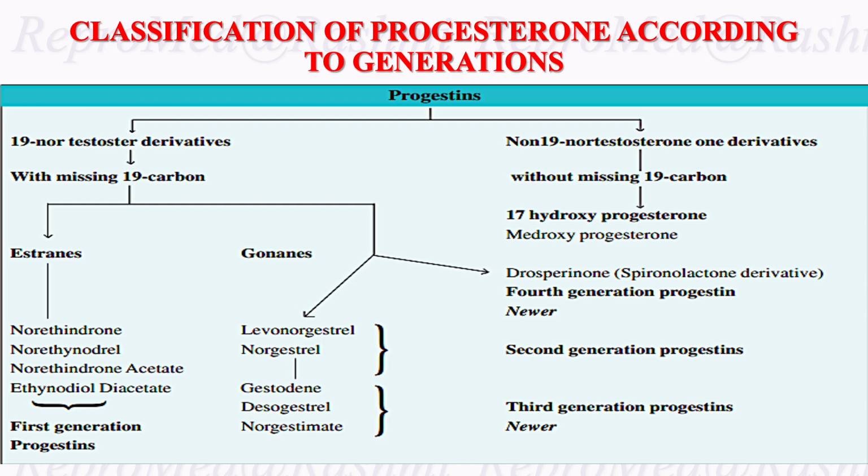So there is a clinical importance of dividing the progesterones into these generations. The newer generation ones are associated with fewer metabolic side effects, like fewer changes in the lipid profile. So they can be taken on a longer term without having any effect on the lipid profile. While the one problem associated with long-term intake of the newer progestins is that they are more likely to be associated with venous thromboembolism.